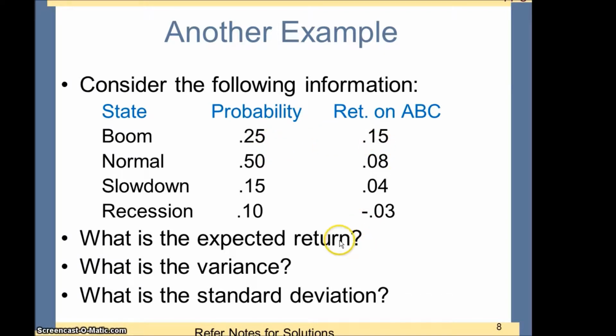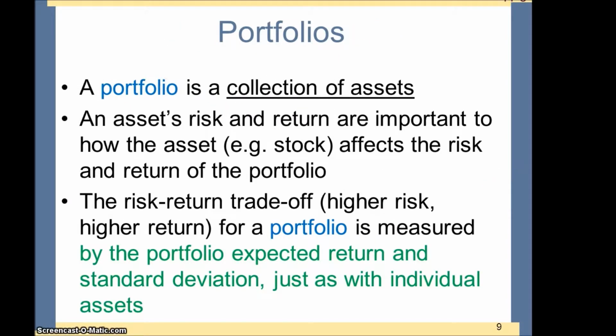15% minus the expected return that you get here, squared, plus 0.5 times 8% minus the expected return here, squared, plus 0.15 bracket 4% minus expected return here, squared, plus 0.1 times negative 3% minus the expected return that you obtain here. Then take the square and add all up, you get the variance. What about standard deviation? Take the square root. Alright? Refer to notes for solution. Now, let's go to the portfolio.